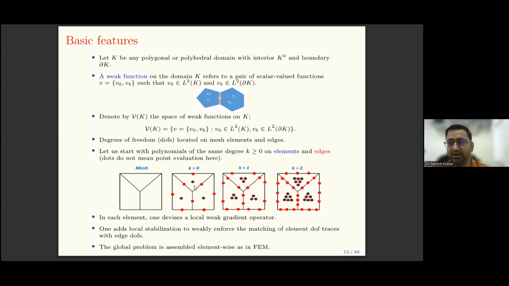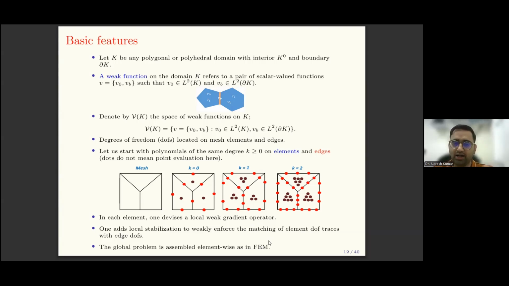So we need only 1 degree of freedom for edge and 1 degree of freedom on face inside the element. And if you take k equal to 1, like if you take a linear polynomial, then inside the element in two dimensions, we need a plus bx plus cy, the general form of the linear polynomial. Then we need 3 degrees of freedom. And on the edge, because the edge is 1D, we need only 2 degrees of freedom. And similarly for K2. So we can define the degrees of freedom in this way.